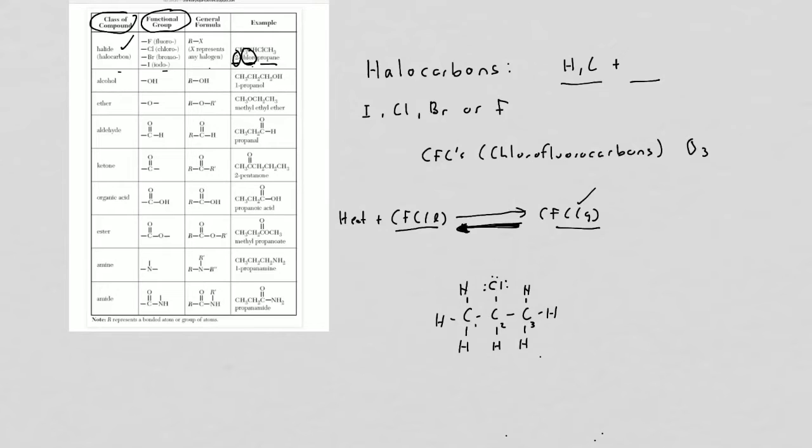Now I'm going to do a couple examples on the next page. Note the prefixes. Fluorine becomes fluoro, chlorine becomes chloro, bromine becomes bromo, and iodine becomes iodo.